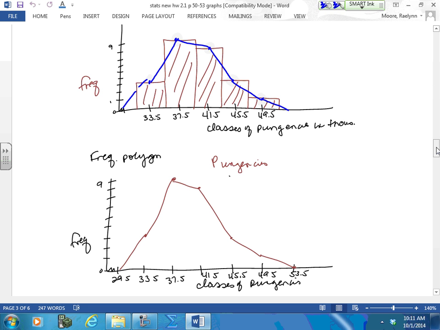But that should have the same look as this. Some people like to look at the polygon rather than the histogram. I think it shows the steepness, like the growth and the steepness a little bit more.